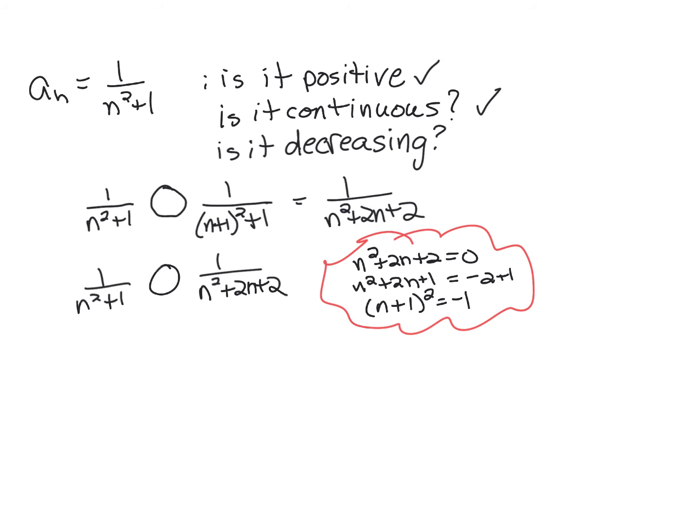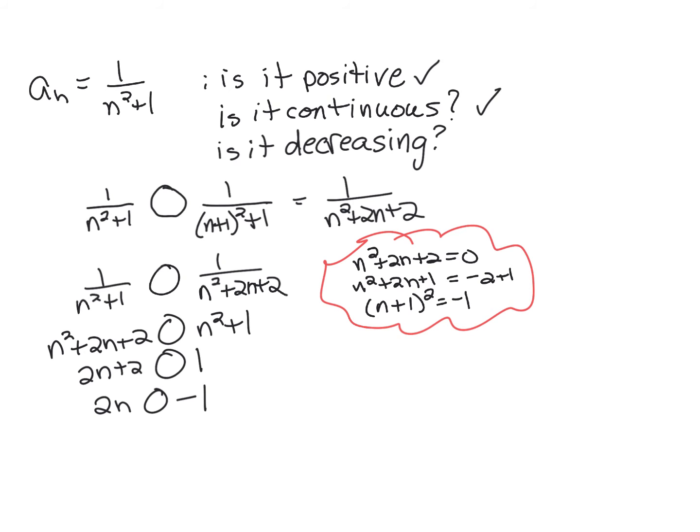n squared plus 2n plus 2 compared to n squared plus 1. Well, let's subtract n squared from both sides. Why don't we subtract 2 from both sides? Now, n starts at 1. So this guy is always at least 2. Even if n started at 0, it wouldn't matter because that guy's negative. So we see that we're pointing that way.